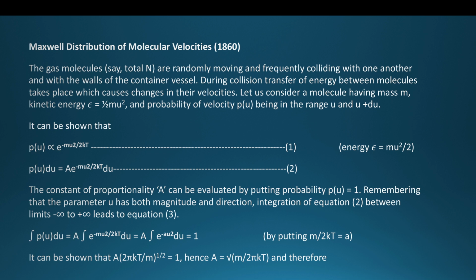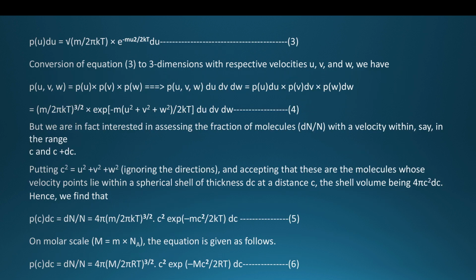And thus we calculate a equal to under root m upon 2 pi kT. Therefore, du equal to under root m upon 2 pi kT multiplied by the exponential factor e raised to the power minus mu square over 2kT. Conversion to three dimensions is done by using the relationship P(u,v,w) equal to P(u) into P(v) into P(w). Here u, v, w correspond to probabilities along each Cartesian axis.